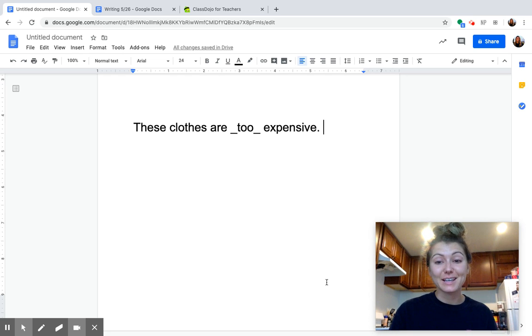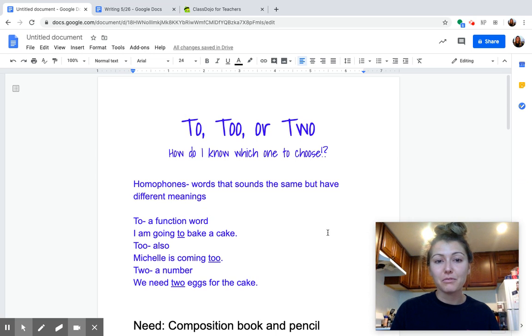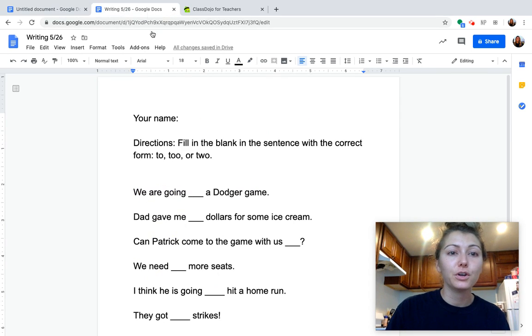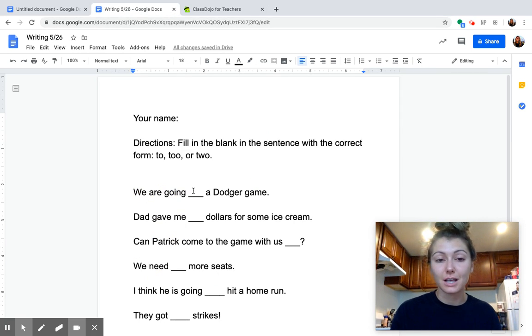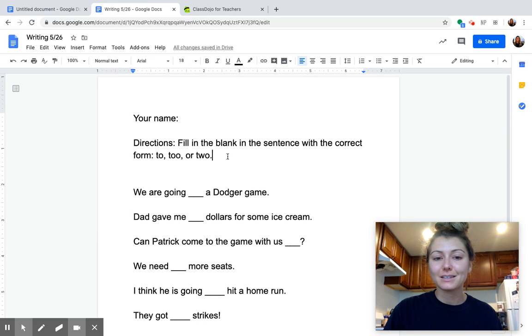Those are all of our examples that we have for today. We learned about homophones, and we learned about the difference between to, too, and two. For your work today, your directions are the same. In your own Google Doc, you're going to fill in the blank in the sentence with the correct form: to, too, or two. There are sentences here for you to complete. Make sure that you are paying attention to which form of "to" you are using.